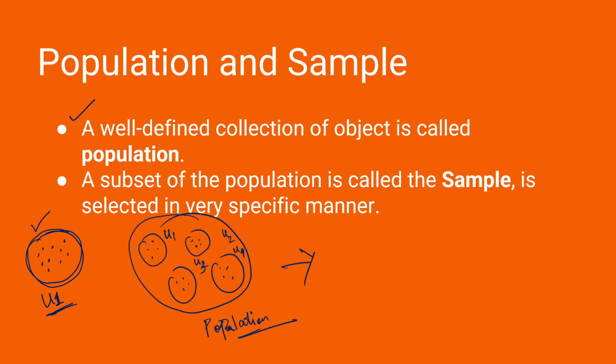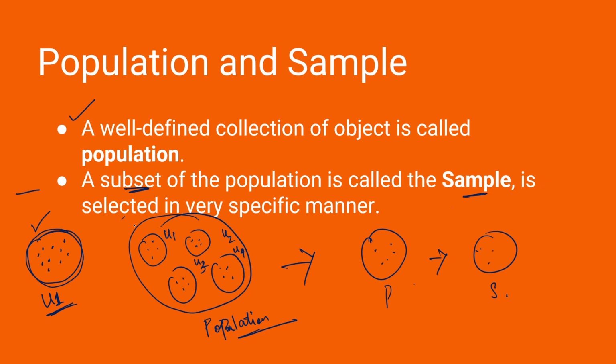Now, from this population, we can extract some group, or we can collect a subset. So from this group of population, if we collect some of them, this is the sample. Why is a sample collected from the population? It is for the ease of performing the experiment.